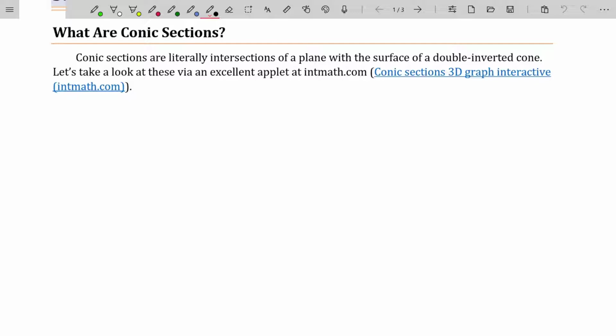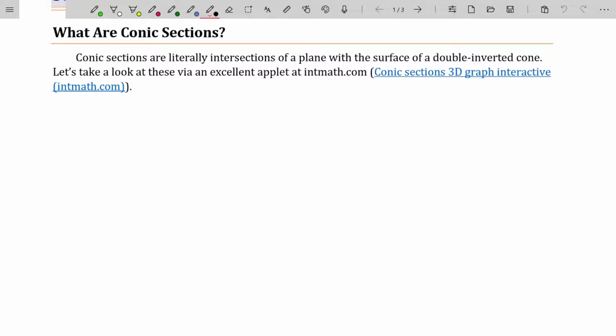And there's a big stink about conic sections. In the education community, a lot of people are like, oh, we cover conics, and you want to get to that end. But really, what are conics and why do we bother even learning about conics? In general, conics are literally intersections of a plane with the surface of a cone, a conic.